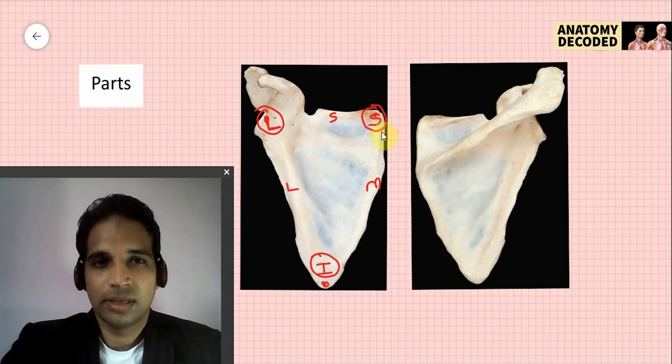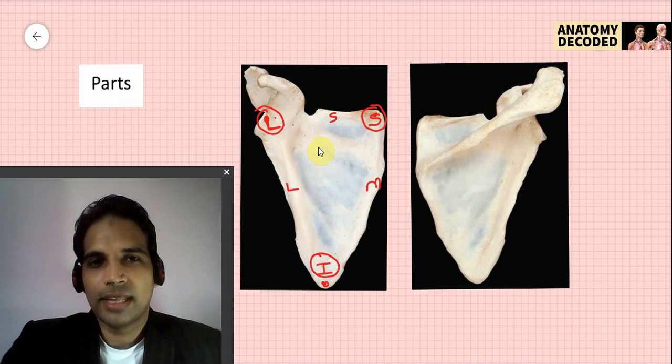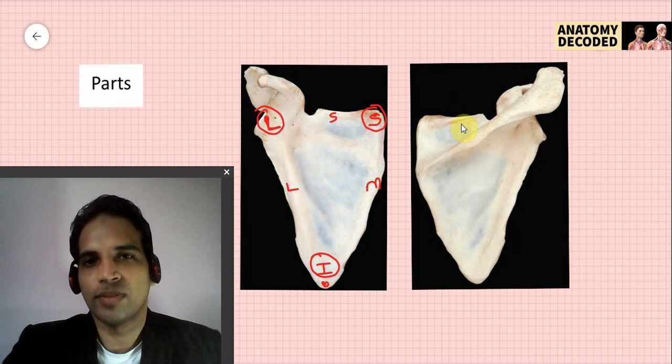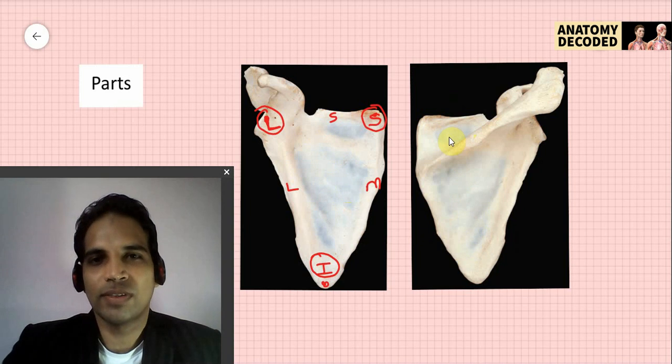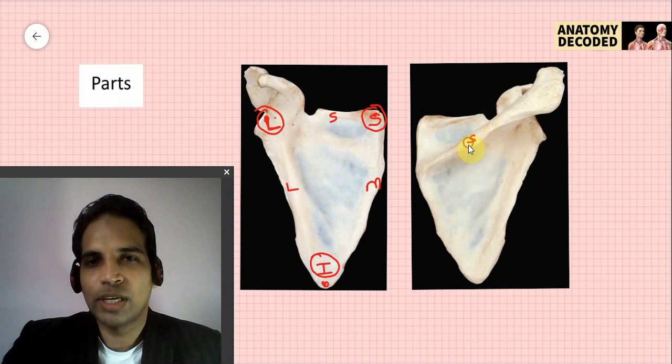Okay. So three borders and three angles we have learnt. Then there are two surfaces. The anterior surface is concave or shallow. This is the anterior surface of the scapula, and this is the posterior surface or the dorsal surface of the scapula. The dorsal surface of the scapula is slightly convex, and it is interrupted by this spine of the scapula.